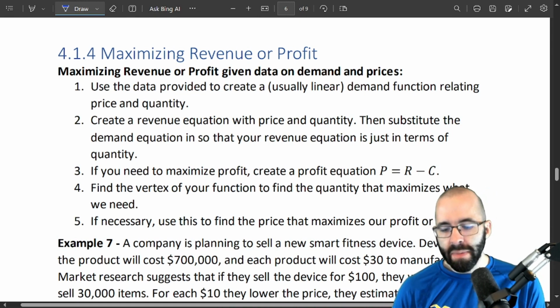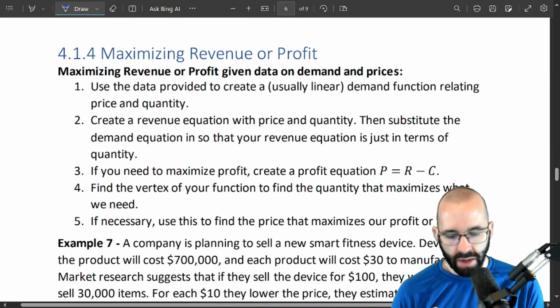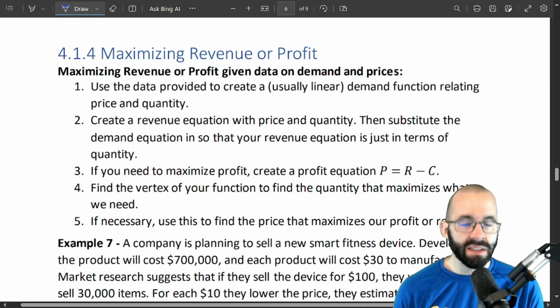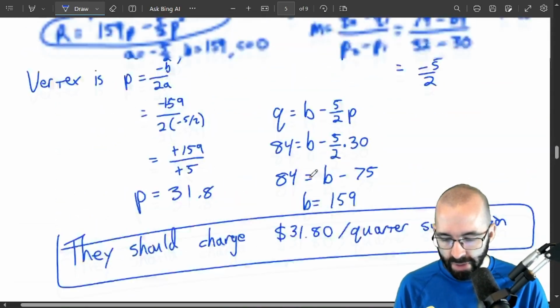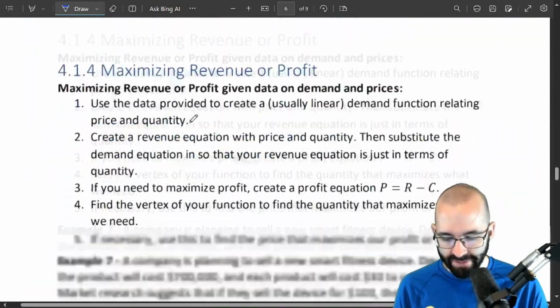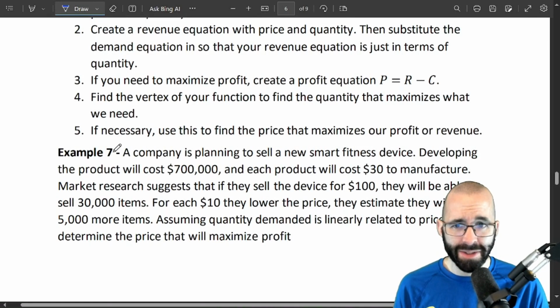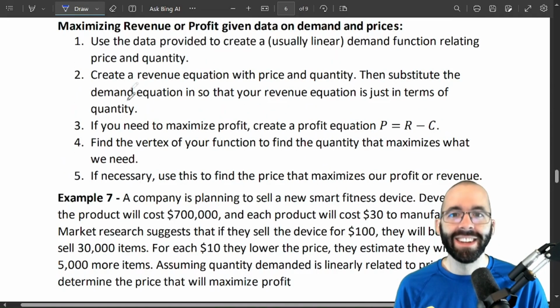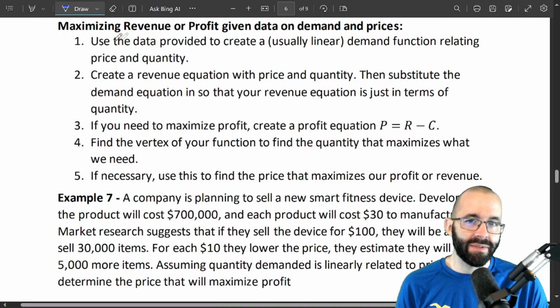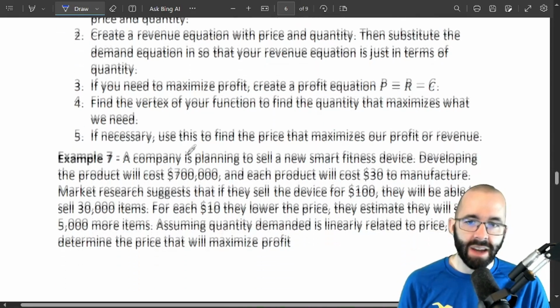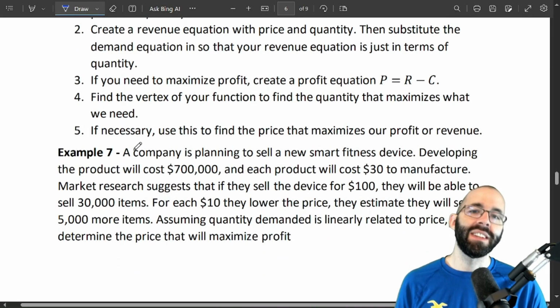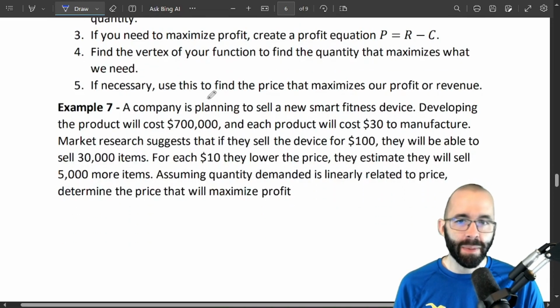So, if we're trying to maximize revenue or profit, and we have data on demand and prices, just like the last example we did, example number 5, we're going to example 7 next. Then here's how we do it. Let's do the steps. I'm not going to talk about the steps yet. Let's look at this example and then we'll do each step.